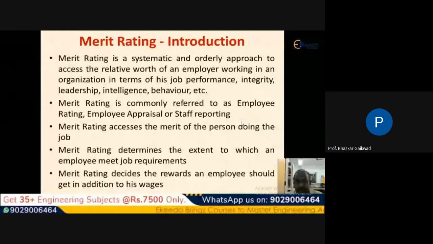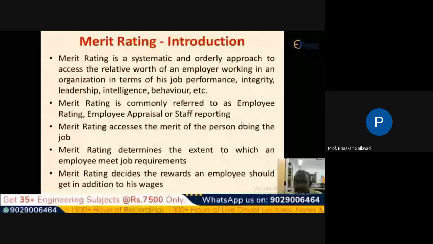Previously the job was evaluated rather than the employee. There I made a hierarchy of the jobs and fixed the wage. I was not going to consider the employee's ability. But merit rating is going to rate the employees on a skill basis, on an intelligence basis. Here we are making a hierarchy.